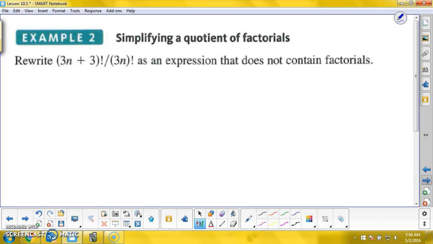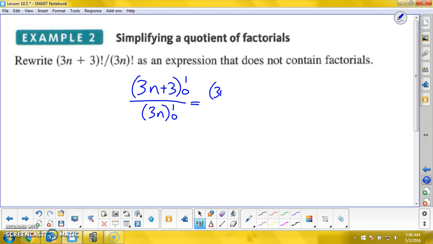So the last type of problem I want to talk about today is it's going to give you an expression like this: 3n plus 3 factorial divided by 3n factorial. And it's going to say to rewrite this expression so that it does not contain factorials. Well, I'm going to rewrite the numerator as 3n plus 3, 3n plus 2, 3n plus 1 times 3n with a factorial behind it.